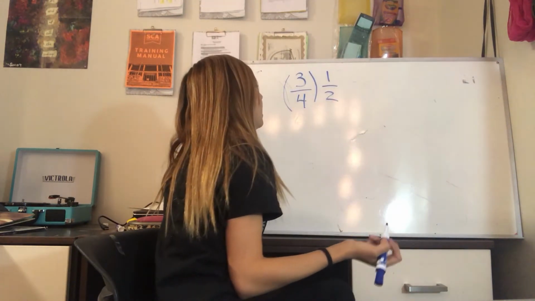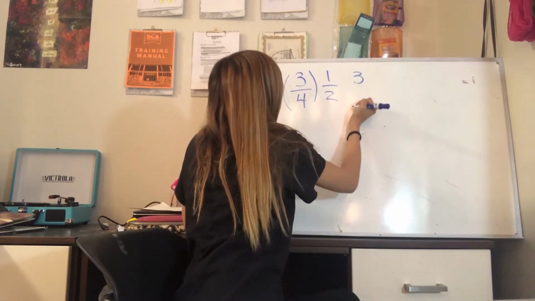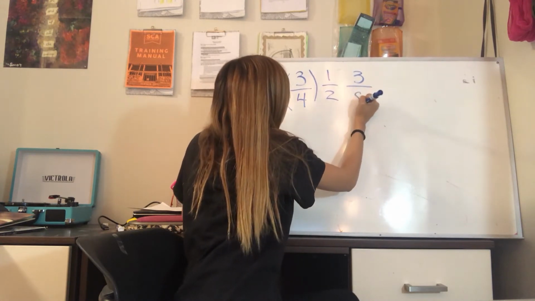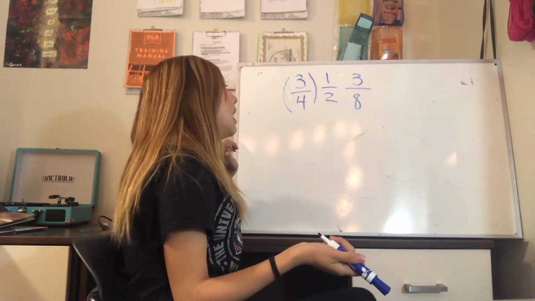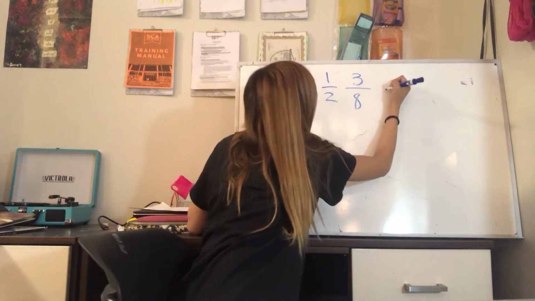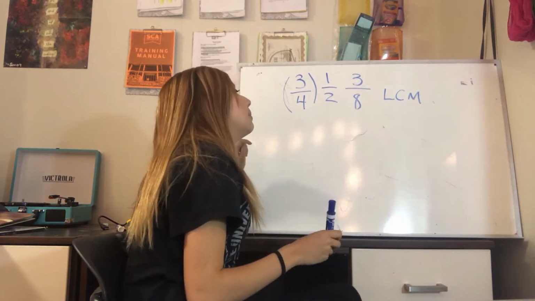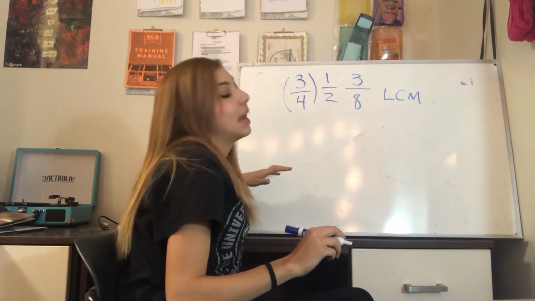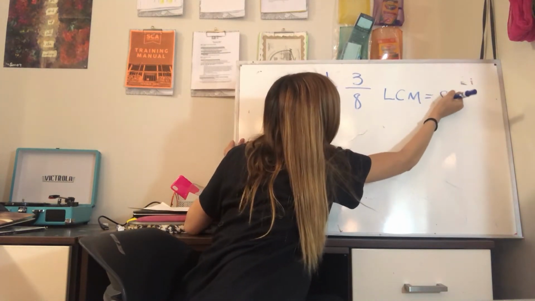And that would give me 3 times 1 is 3. And 4 times 2 is 8. So now we can represent this fraction in eighths. And we also need to find our least common multiple. I'm going to find my least common multiple between these fractions, so that would actually give me 8. So 8 would be it.